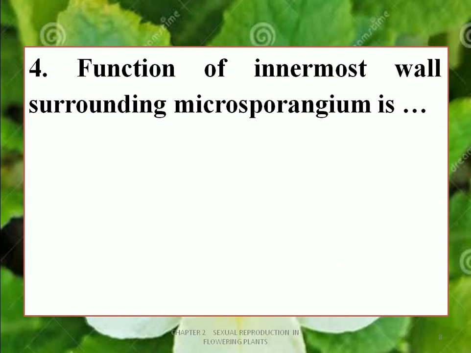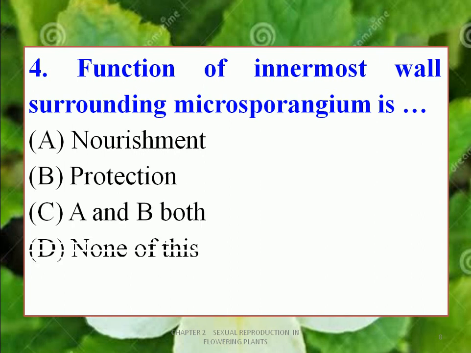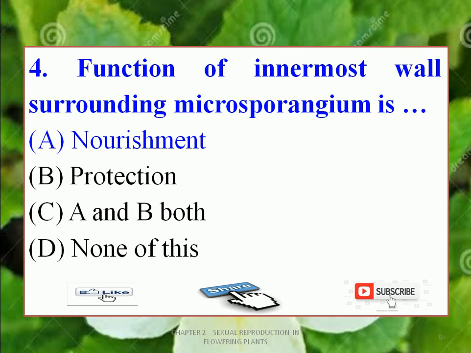Function of innermost wall surrounding microsporangium is dash. A. Nourishment. B. Protection. C. A and B both. And D. None of this. The correct option is A. Nourishment. Yes, the function of innermost wall surrounding microsporangium is nourishment. Protection is the function of other three walls.